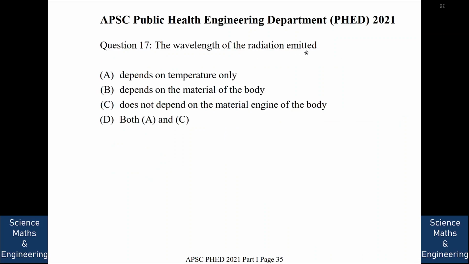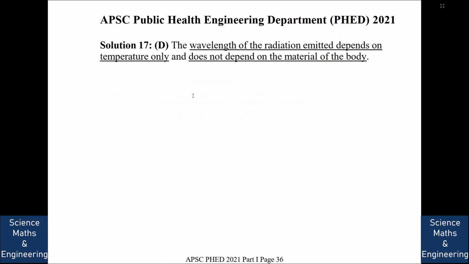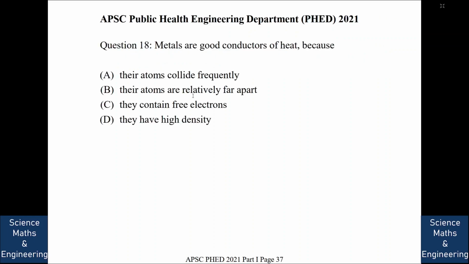The wavelength of the radiation emitted: does it depend on temperature only, on the material also, or does it depend on temperature but not on the material? So the answer is the wavelength of radiation emitted is only dependent on the temperature and does not depend on the material of the body. So option D is the correct answer. So we'll go to the next question.